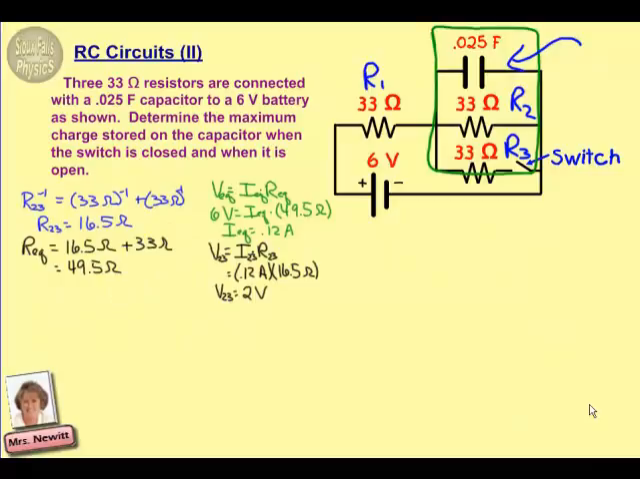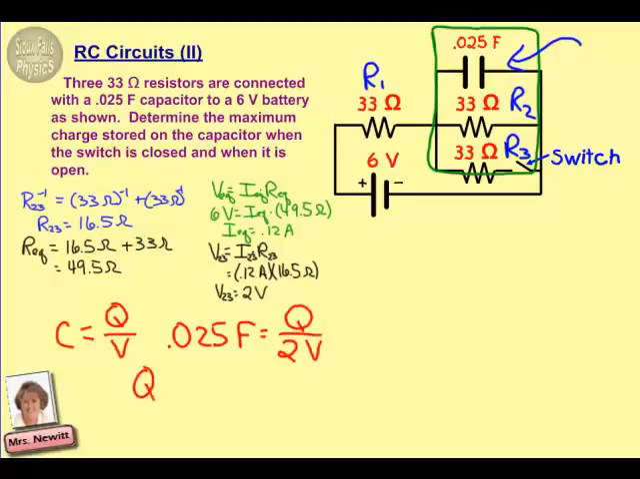Finally, now that we have the voltage of that part of the circuit, we can go back to our basic equation of capacitance equals charge per volt. The capacitor has 0.025 farads, and the voltage amount that we now apply to the capacitor is the 2 volts. So our charge is equal to 0.05 coulombs. And notice that that is for the situation when the switch is closed.